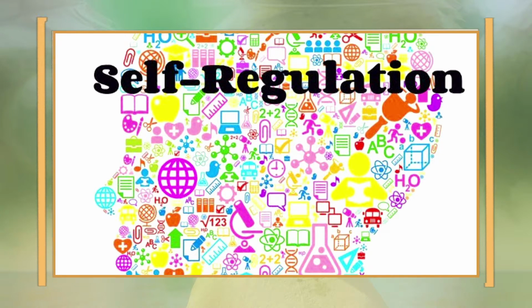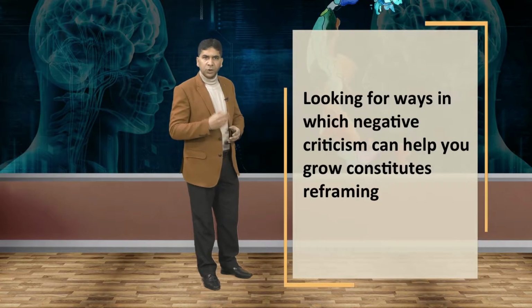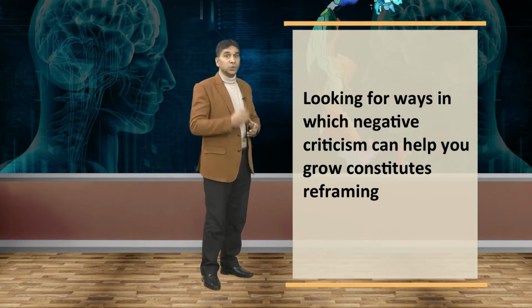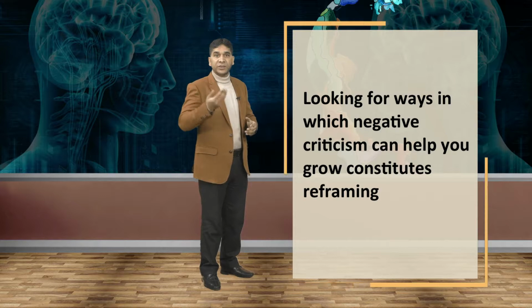Self-regulation. Self-regulation consists of suppressing negative emotions such as self-hatred, refocusing on the positive aspects of yourself, and reframing negative situations so that you see the opportunities in them. For example, looking for ways in which negative criticism can help you grow constitutes reframing.